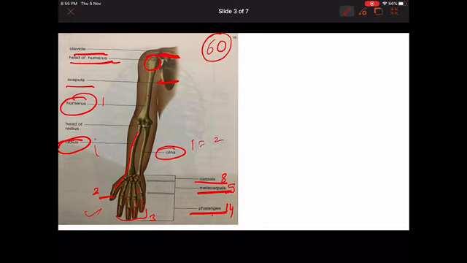Upper arm: humerus. Lower arm: radius and ulna. Wrist: carpals, 8 carpals are there. Palm: 5 metacarpals. Fingers: 14 phalanges. Total 14 phalanges are there, 2 in the thumb and 3 in each finger. So these are very small bones, but in your upper arm and lower arm they are long bones.